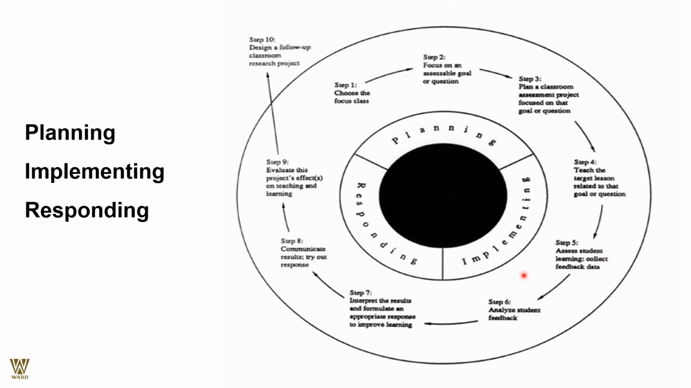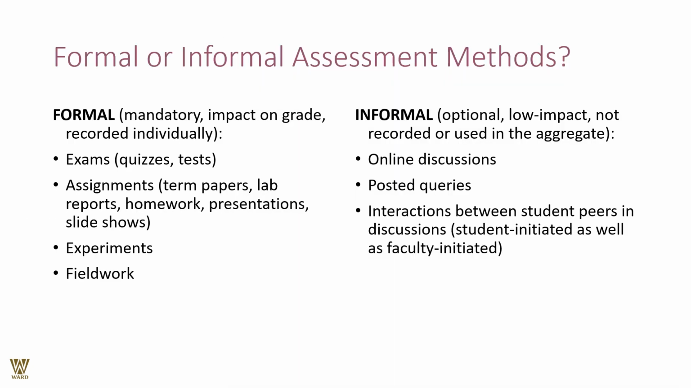Step five, assess the student learning, collect feedback from the classes, analyze the student feedback, interpret the results, and formulate appropriate responses to improve the learning. Step eight is communicate results. Try out responses, and last but not least, evaluate the project's effectiveness on the TLP, the teaching learning process. This will lead to the tenth and last step, follow up classroom research projects.